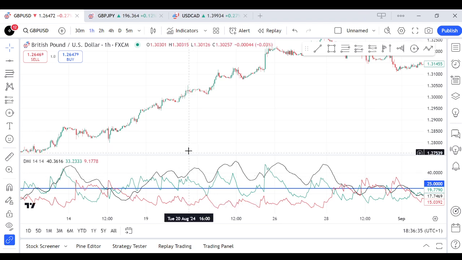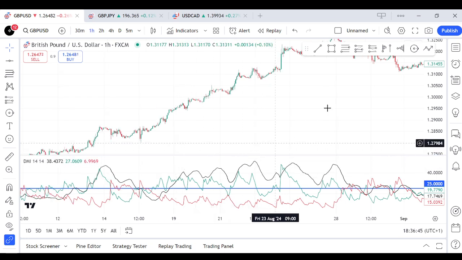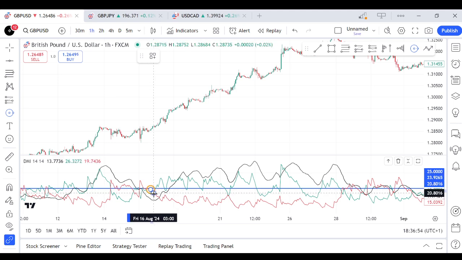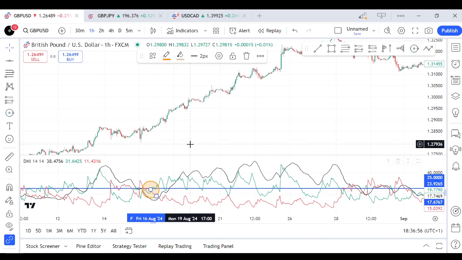So the primary signal comes from crossovers. When the positive DI crosses above the negative DI, this generates a buy signal. Let's look for that on the chart. You can see this cross here. You see the positive DI, which is the green line, crosses above the negative DI. That is a buy signal.